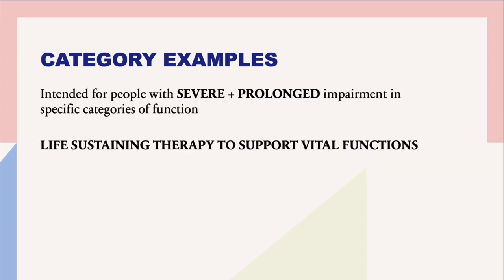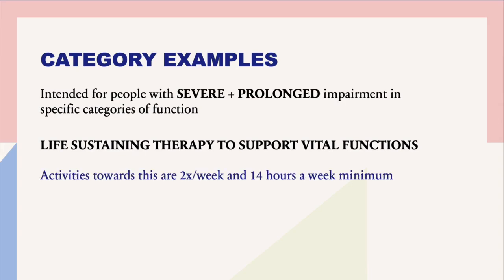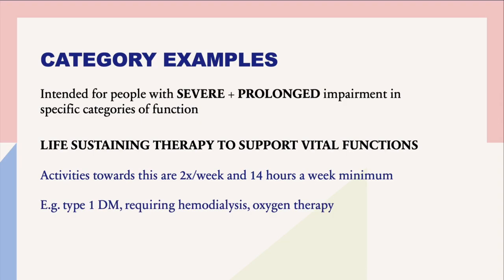And lastly, we have the life-sustaining therapy to support vital functions page. Here is where people need to engage in these activities to sustain their vital function at least twice per week and 14 hours a week minimum. Examples could be type 1 diabetes, people requiring hemodialysis, intermittent or constant oxygen.